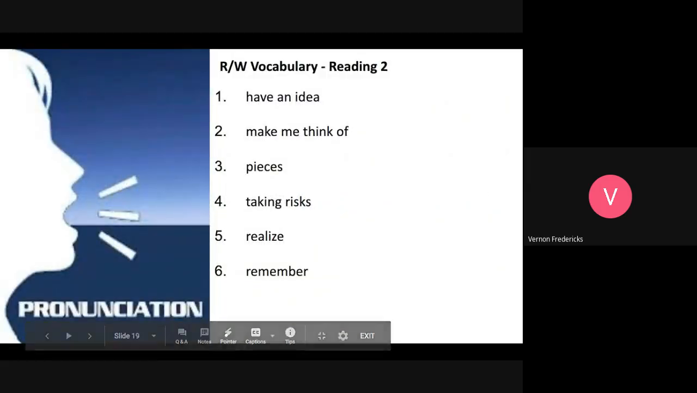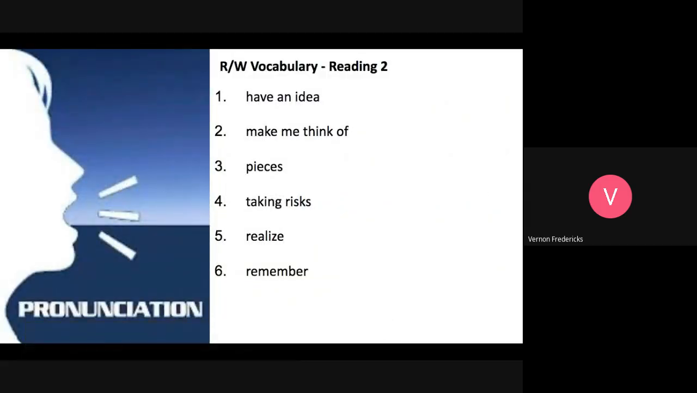Okay, let's continue, students. Vocabulary for reading 1. Have an idea, something new. Make me think of, thinking of something or someone. Pieces, small parts of something. Taking risk. I think we remember what taking risk is, doing something dangerous. Realize is to figure something out, and to remember is something that you forgot before and now you remember.